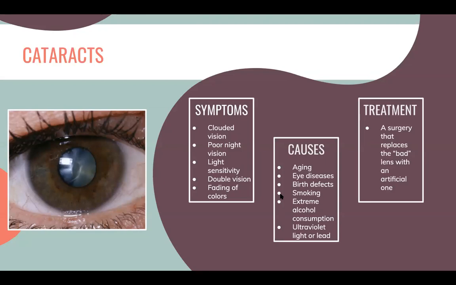If you smoke, I think it's if you smoke tobacco, or drink a lot of alcohol, or even just have a lot of exposure to ultraviolet light or lead, these can put you at risk for developing cataracts. But the treatment is really easy. There's just a surgery that takes out your current lens and puts in an artificial one.